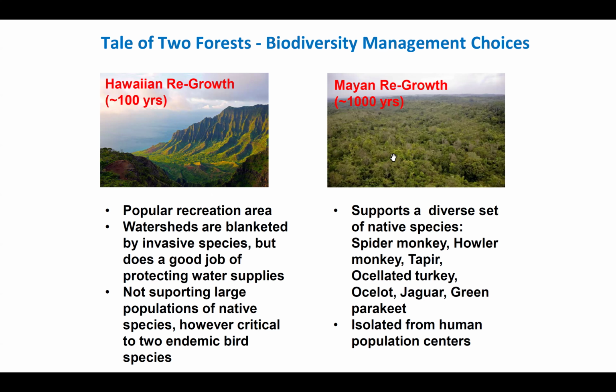In the Mayan forest, this has been growing for over 1,000 years. There's a huge set of diverse native species like the howler monkey, spider monkey, this cool turkey, the ocelot, the jaguar, and the green parakeet. And it's really isolated from human population centers.